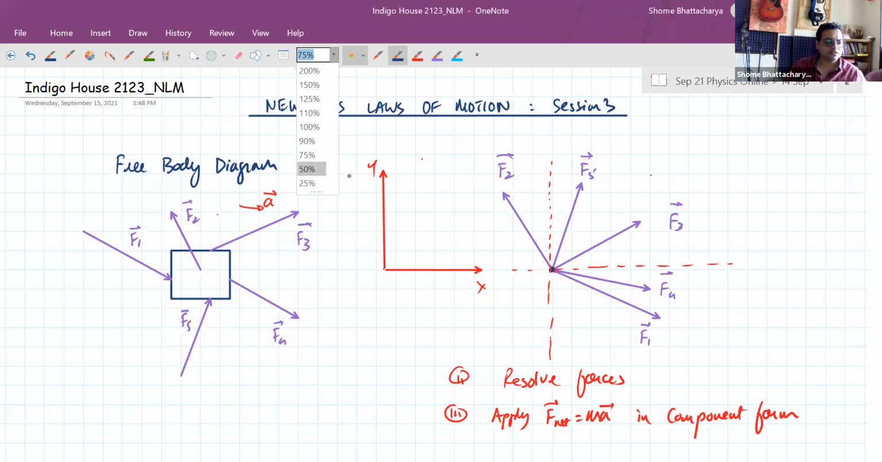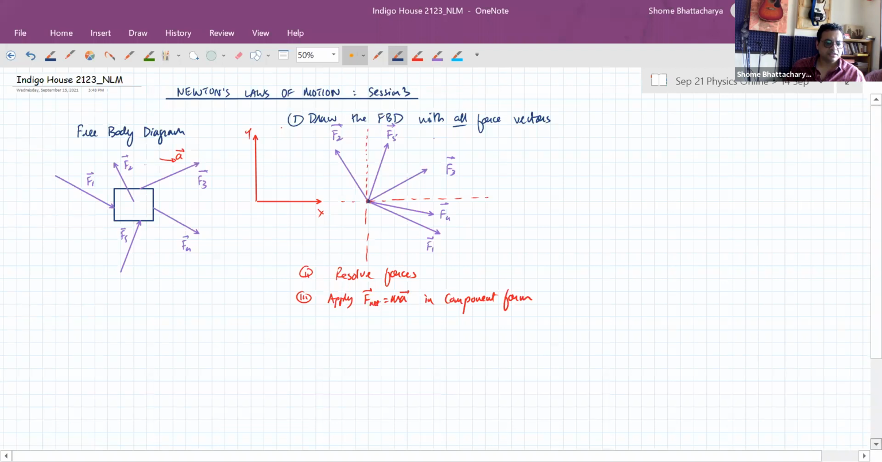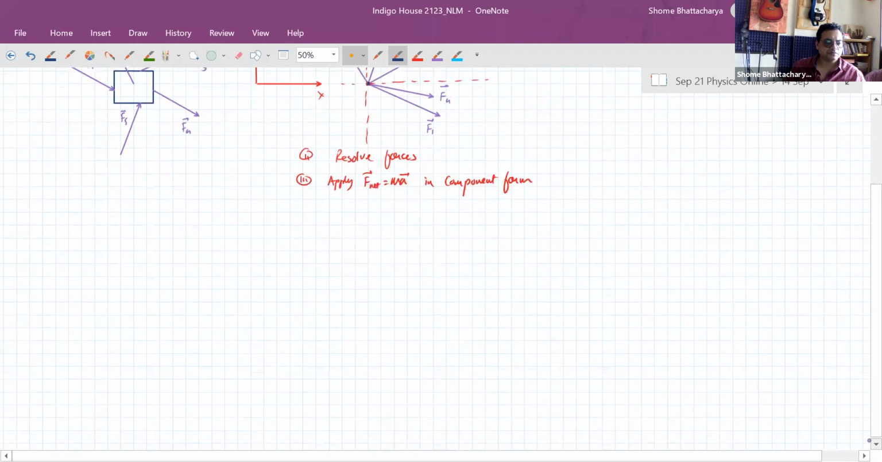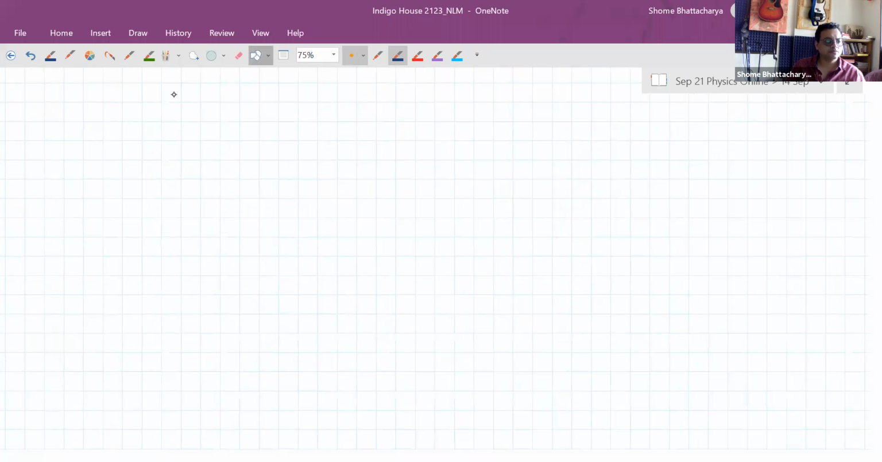So this is the general method. The first step was to draw the FBD with all the force vectors. The second step is to resolve the forces, and the third step is to apply Newton's second law in component form. So let's start with an example today.